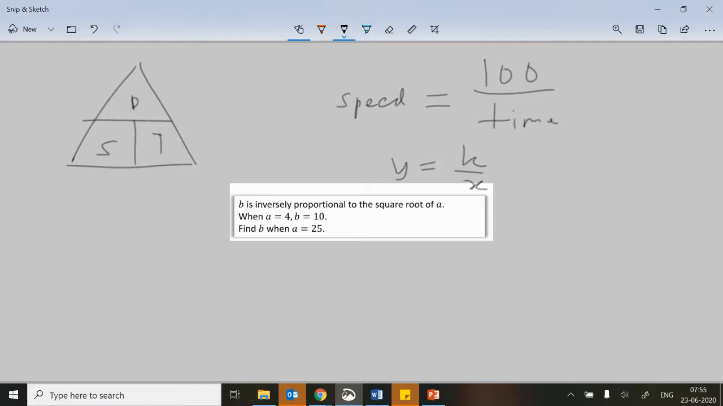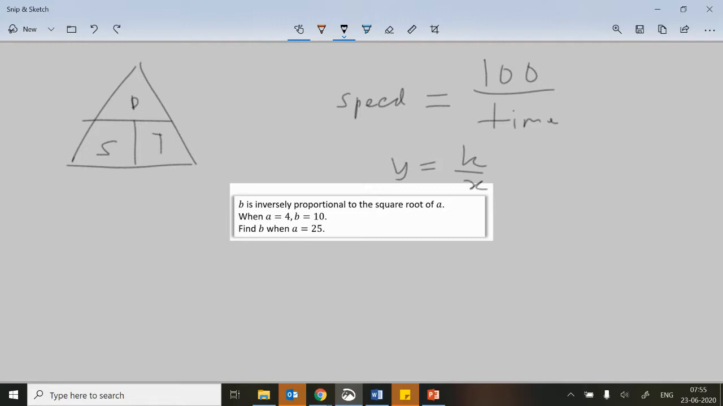And we can think about this in terms of, if you halve the time that you take to get to a place, then you must have doubled your speed. Likewise, if you halve your speed, then that will double the time it takes to get to your destination, which is 100 kilometers away.